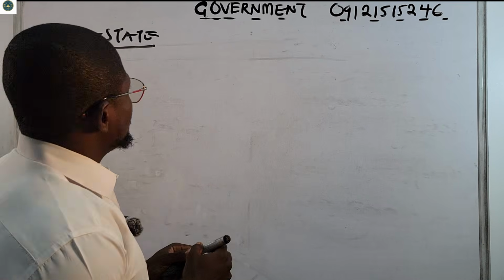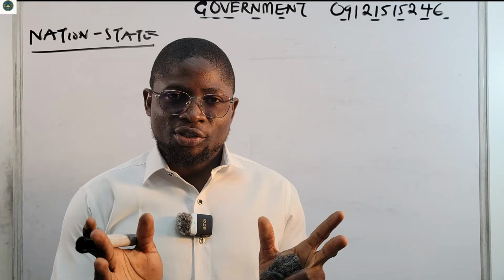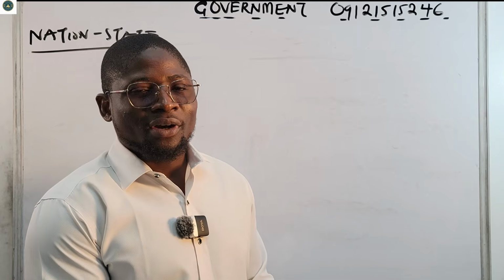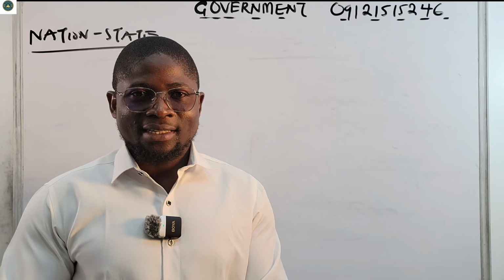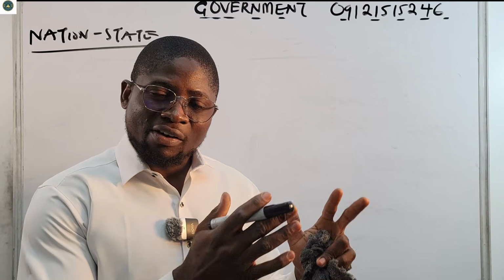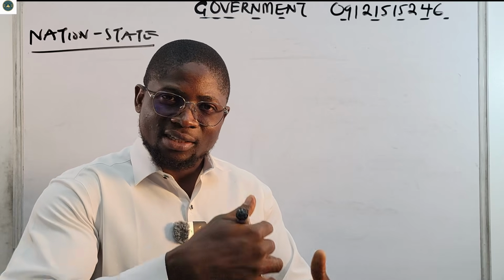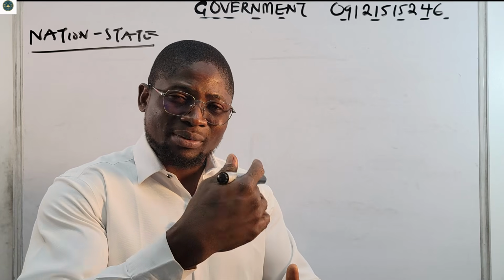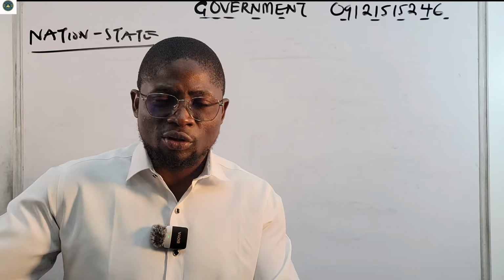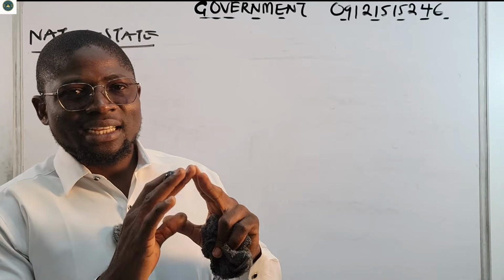So what is a nation-state? A nation-state is a country. Just see it like a country, where the people, which is the nation, and the government, which is the state, live together as one. Just understand, it's very simple. We have the people who share the same culture, the same ethnicity, the same tradition, and sometimes the same religion, coming together with the government, living together as one. That is a nation-state.